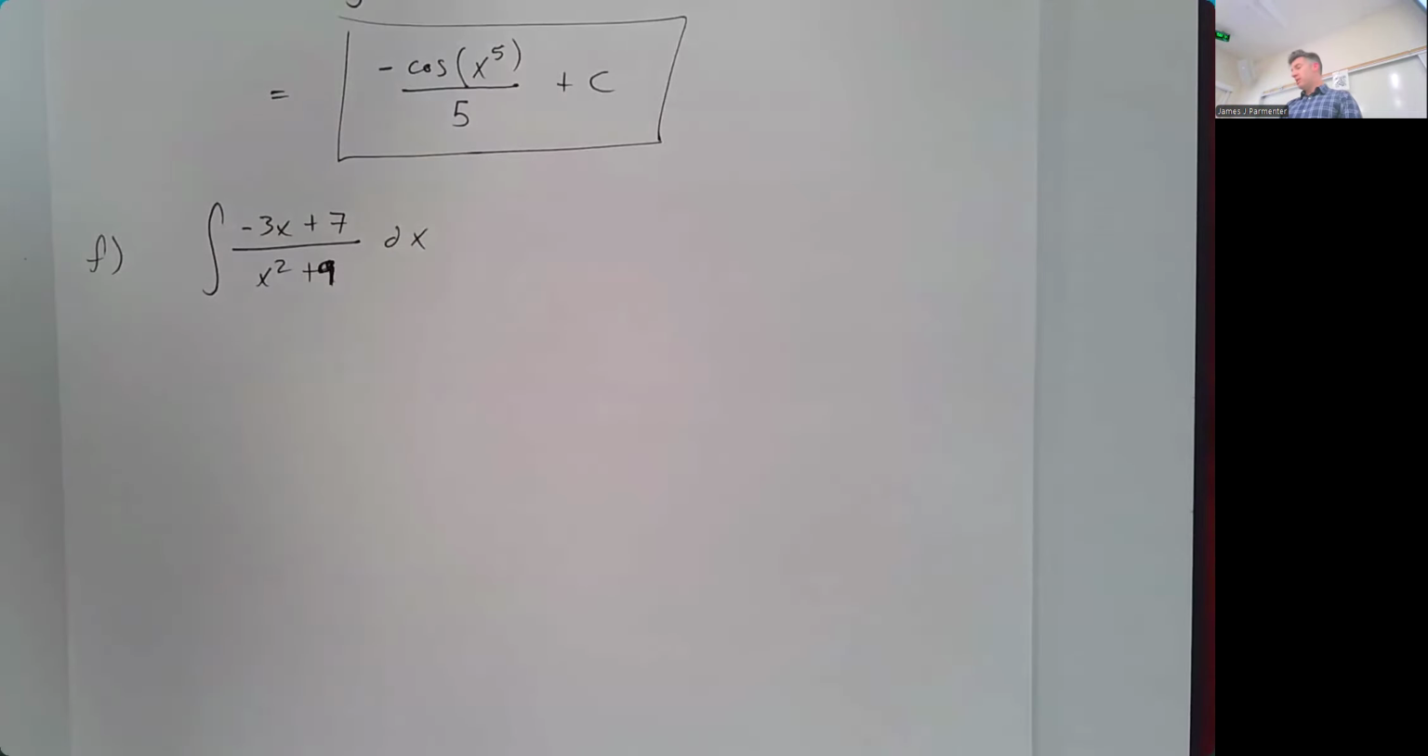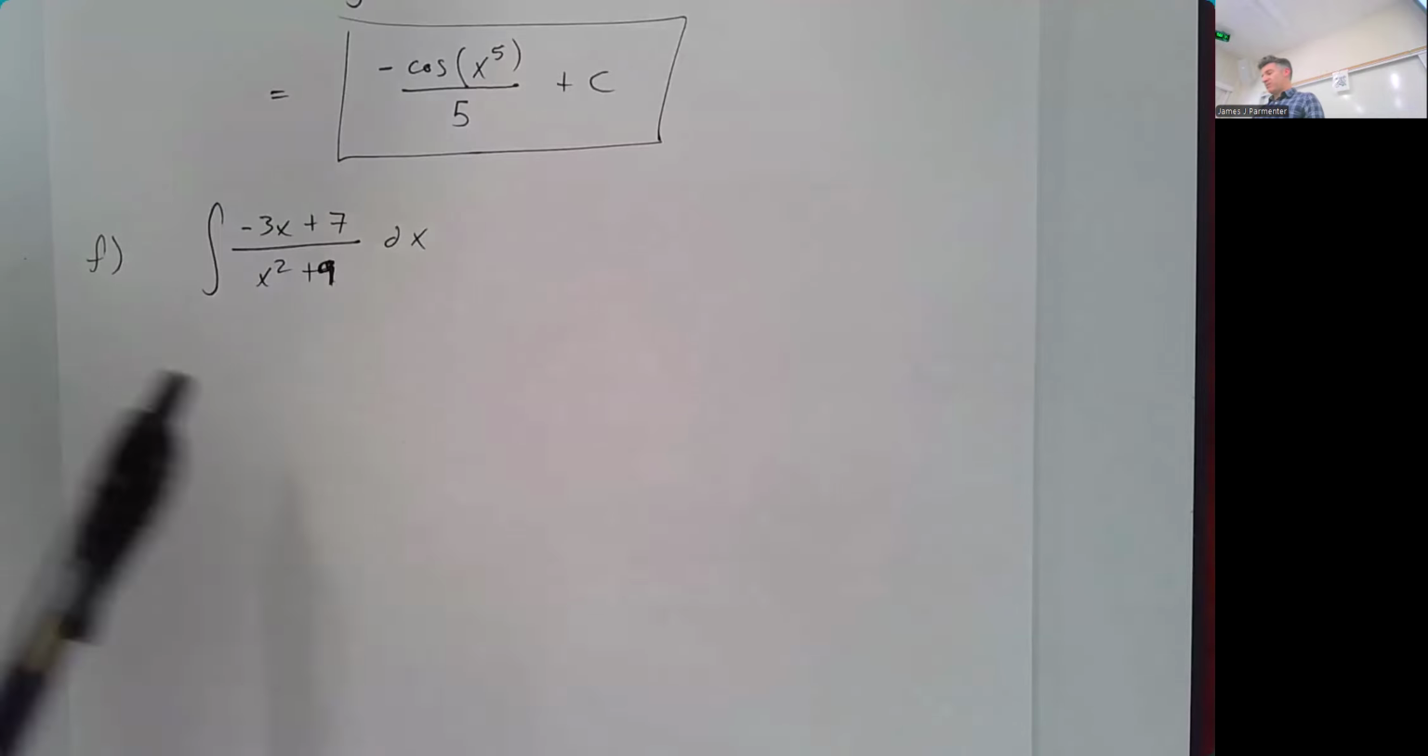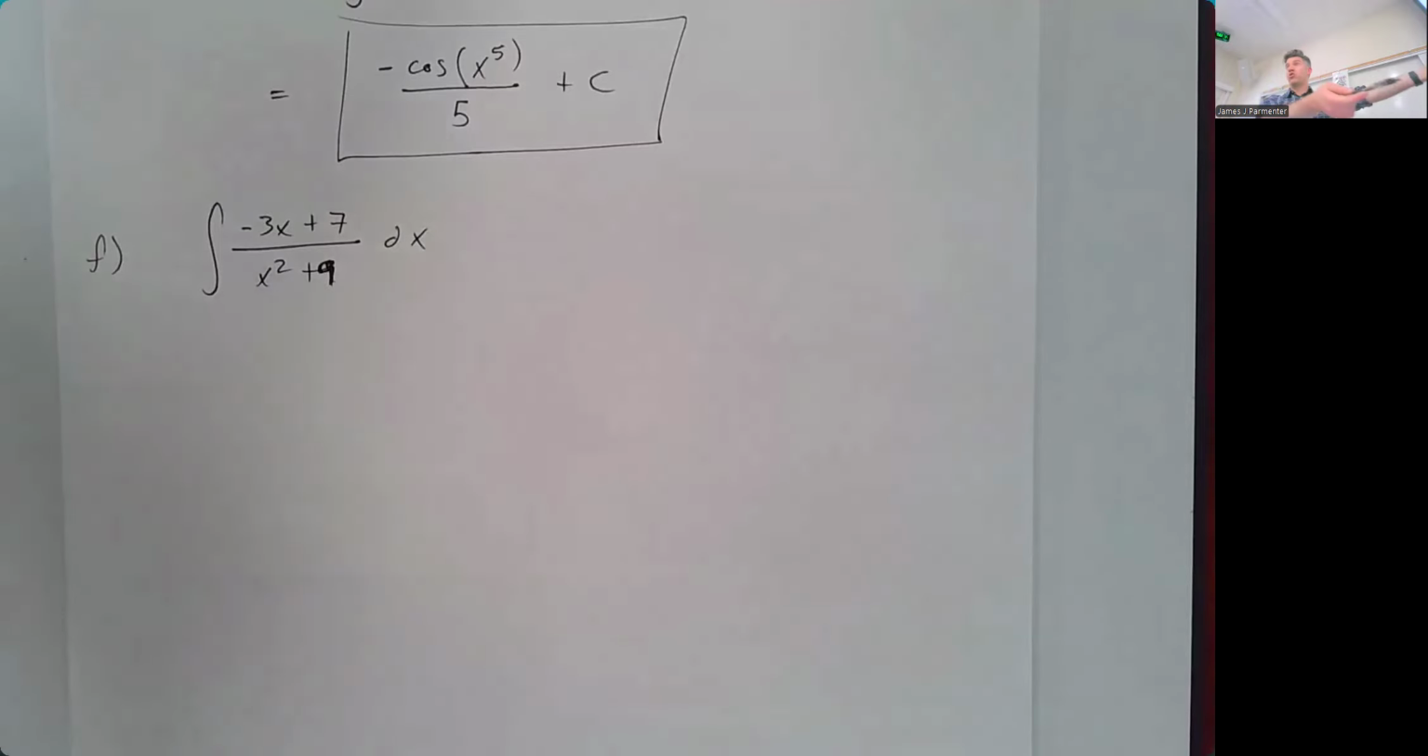So if you see an irreducible quadratic factor, like x squared plus 9, normally that shows up in a partial fractions kind of problem. But it's not really partial fractions because there aren't any other factors. And x squared plus 9 doesn't factor. That's why it's called an irreducible quadratic factor. It does not reduce to linear factors.